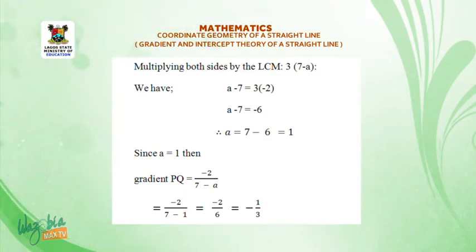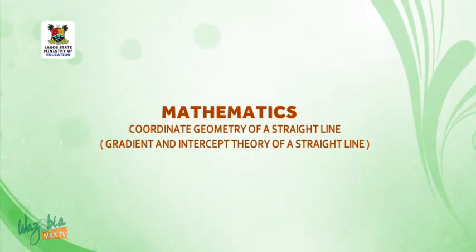Since a is equal to 1, then gradient of PQ is equal to minus 2 all over 7 minus a, which is equal to minus 2 all over 7 minus 1, which is minus 2 over 6, which gives us minus 1 over 3. Meet you at the next segment.